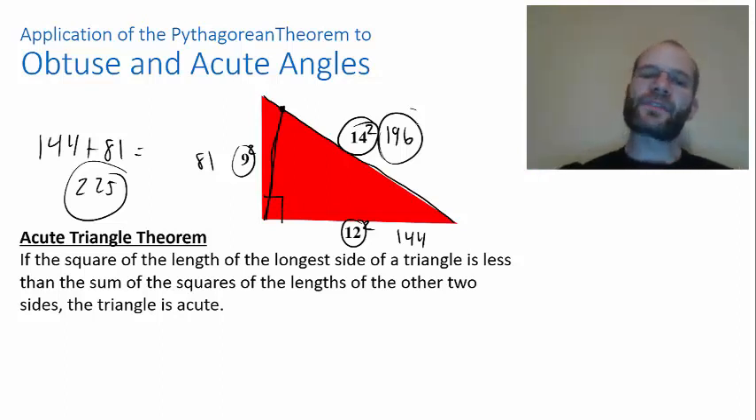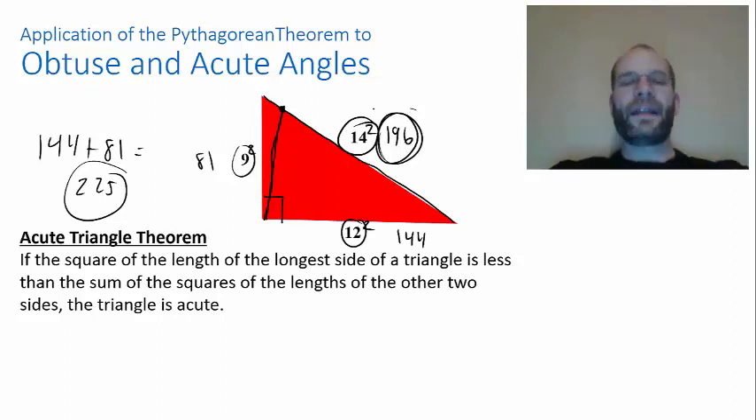So we find that if the square of the third side is shorter than the sum of the squares of the legs, then we're dealing with an acute triangle. And of course, remember, if the square of the longest side is equal to the sum of the squares of the two shorter sides, then we're dealing with a right triangle. Let's look at one more application before we wrap it up.